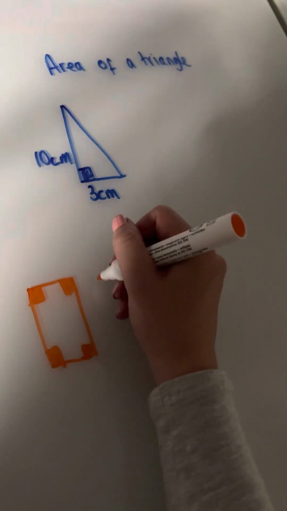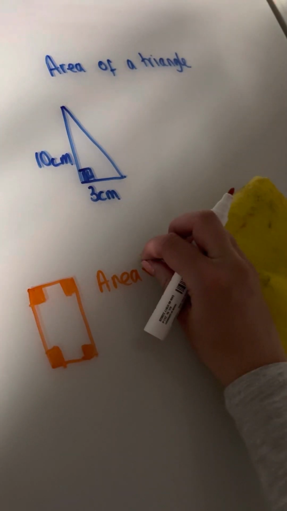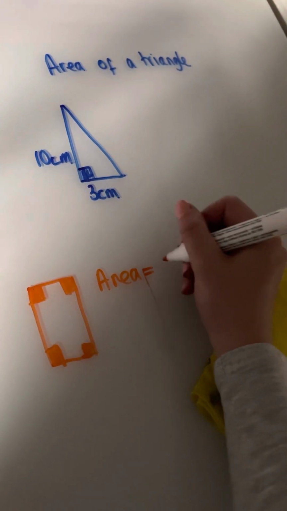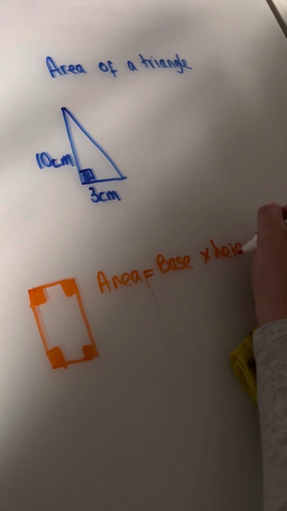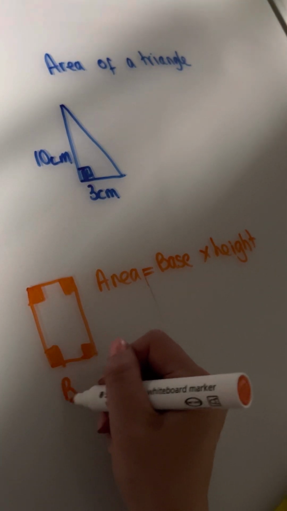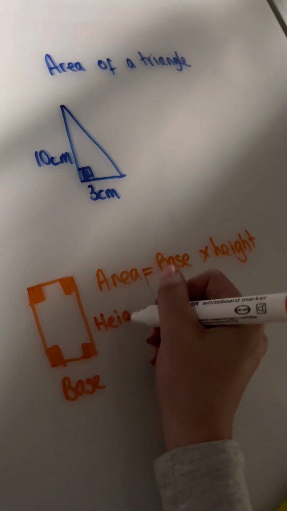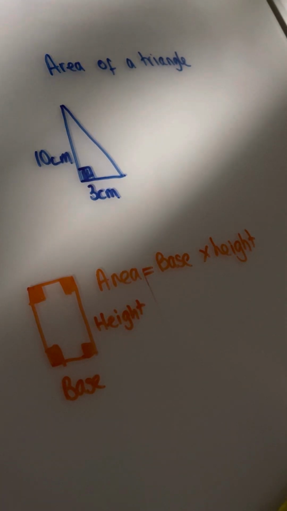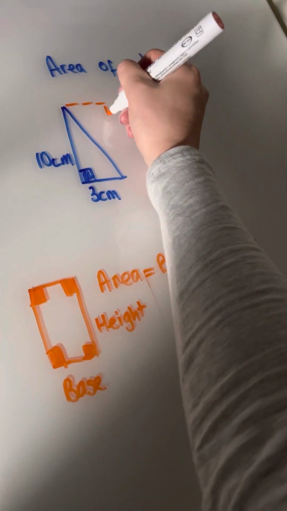So the area of a rectangle, we know, is base multiplied by height. So this is our base. That makes this length the height. Okay, let's go back to the triangle. I'm going to make the triangle a rectangle.